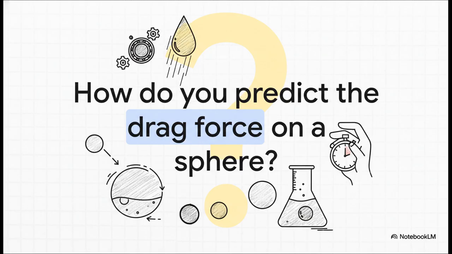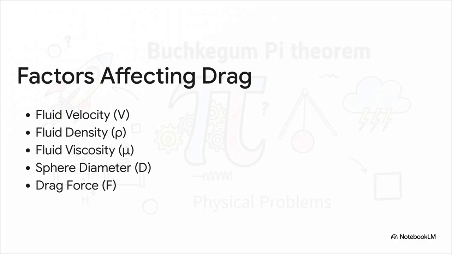Well, you'd have to run some tests, some experiments. But what do you test? Well, as it turns out, a whole lot of things matter. You've got the velocity of the fluid, its density, its viscosity, that's kind of like its thickness, and of course the diameter of the sphere itself. And then there's the drag force we're trying to measure. That's 5 different variables. If you wanted to test every single possible combination of these, you'd need a practically infinite number of experiments. It's an impossible task.